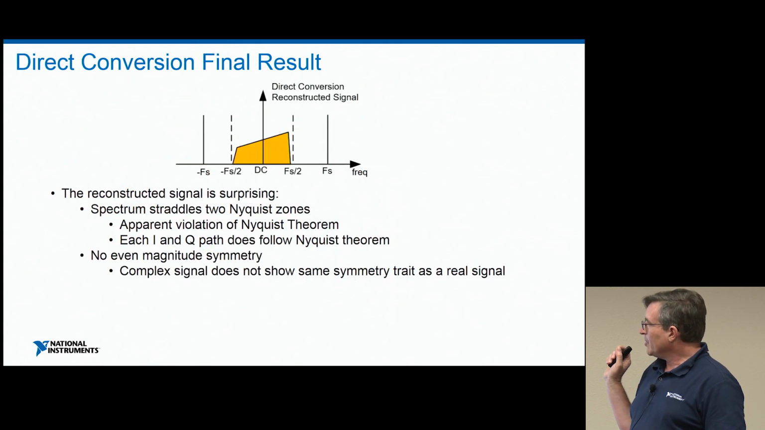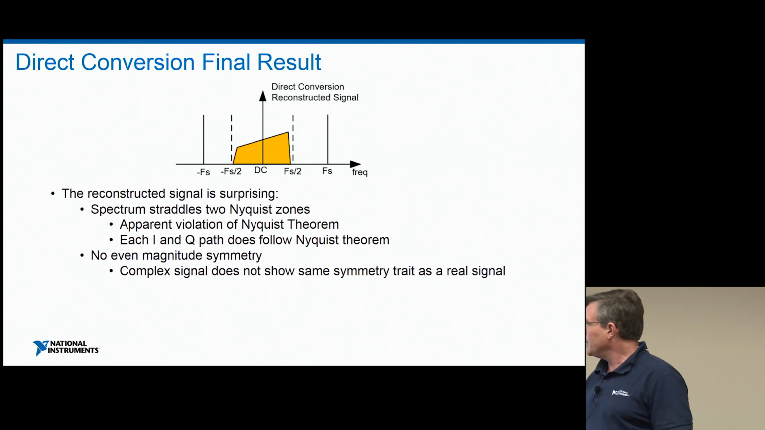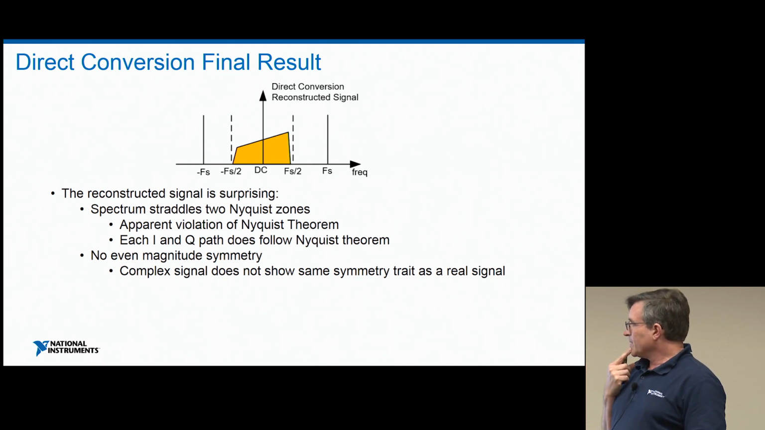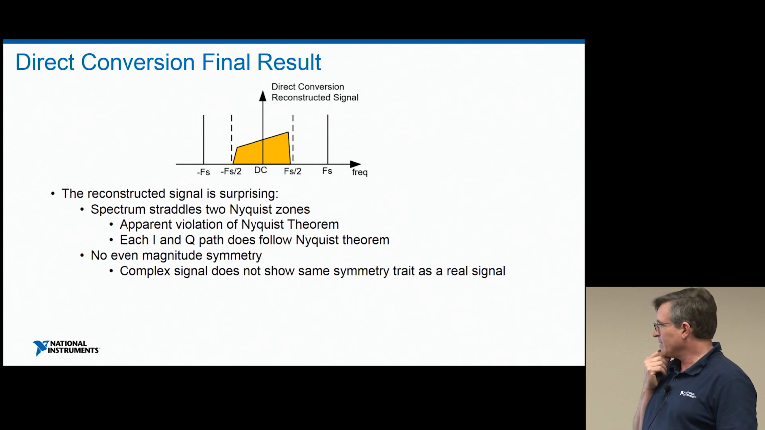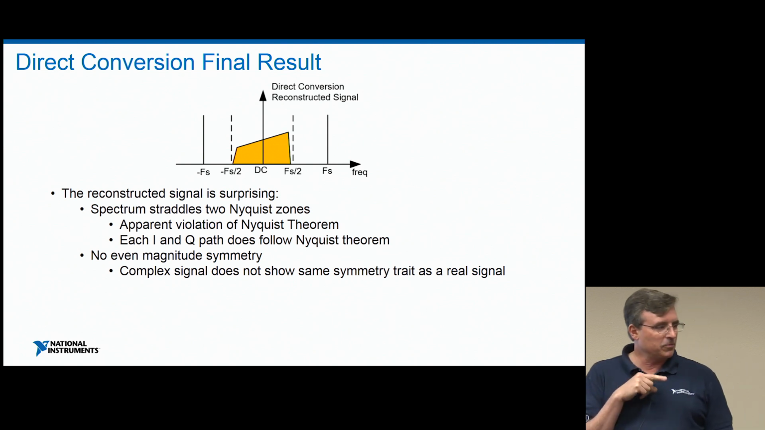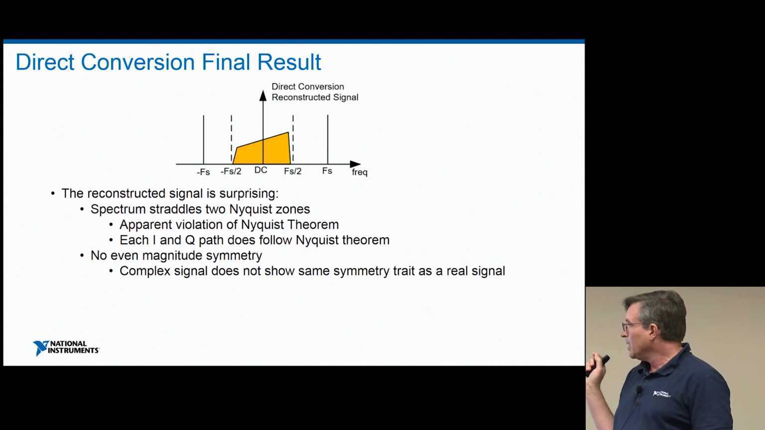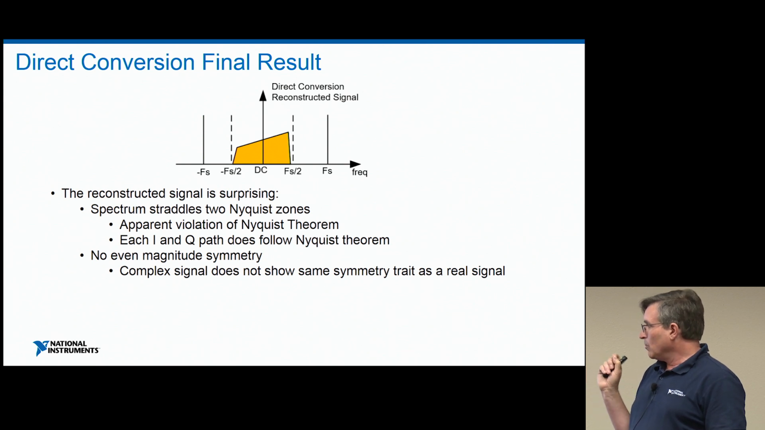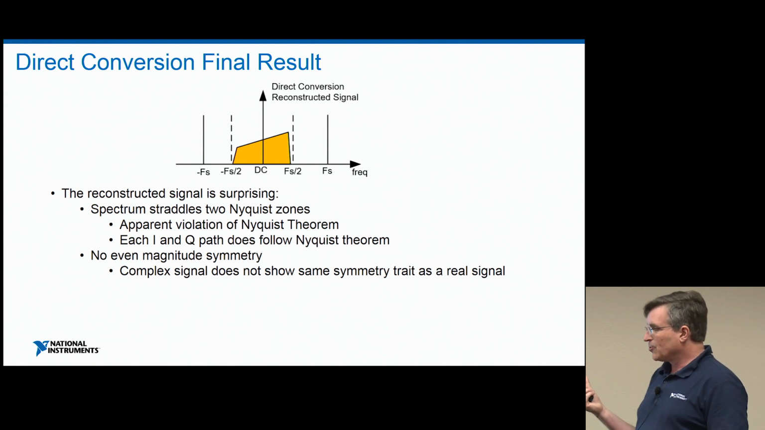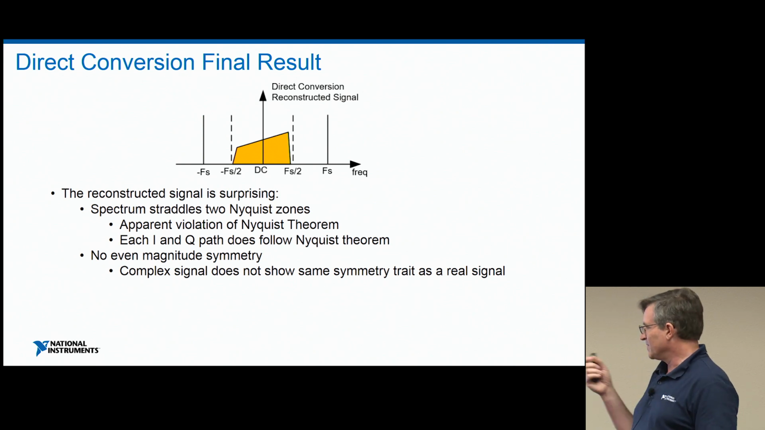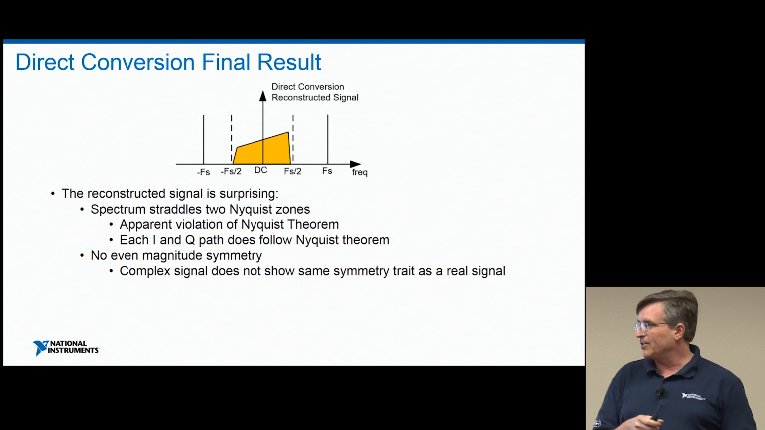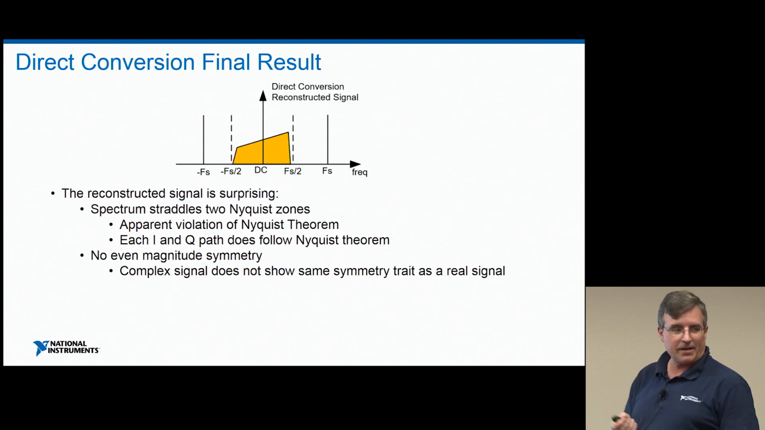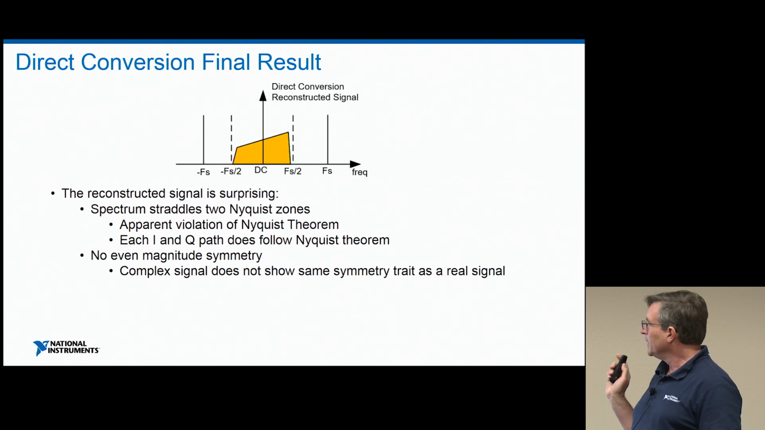So in the sample domain, what you'll see is something like this. And there's a couple of surprises. One is it straddles two Nyquist zones, which we said is not something you should be doing. Well, it turns out that the I and the Q paths that made this up were both within the Nyquist zones. So it's only the reconstructed digital signal that is looking like this. And then the other one is it doesn't exhibit even symmetry. Well, it's a complex signal, so it doesn't have to follow the same rules as a real signal.